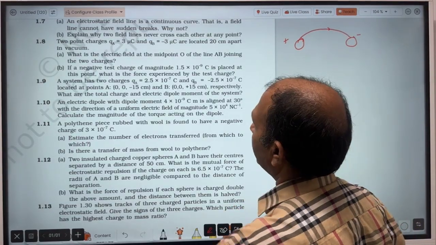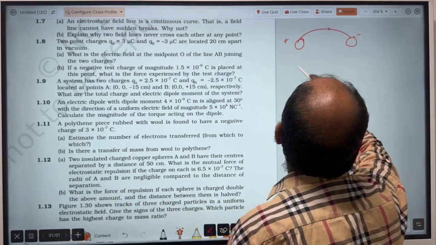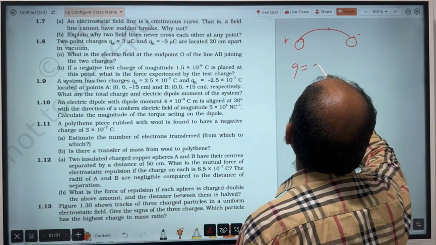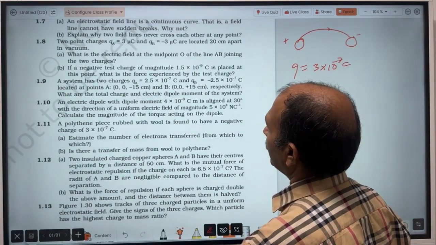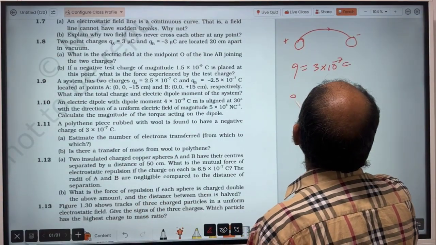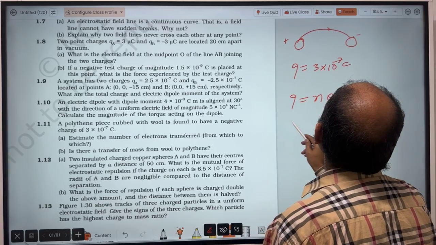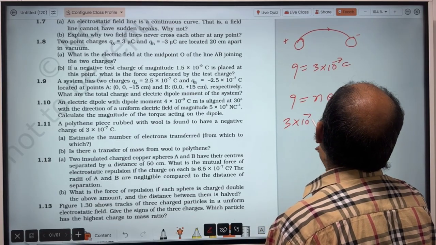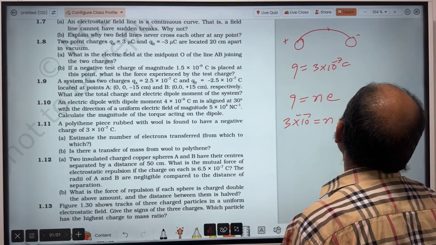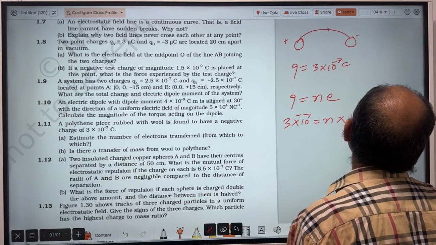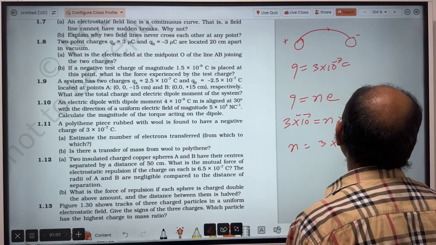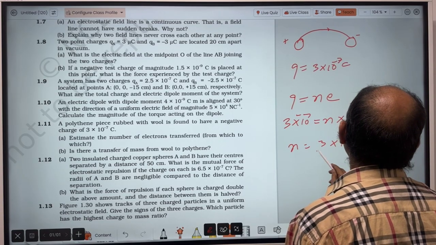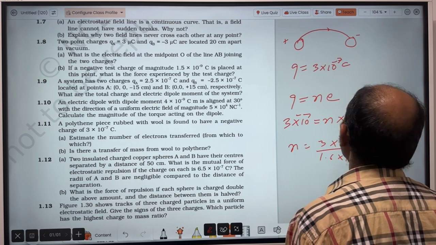So here the charge is given: Q equal to 3 into 10 to the power minus 7 Coulomb. You have to find the number of electrons transferred. So you can apply Q equal to NE: 3 into 10 to the power minus 7, with the negative sign, equal to N times the electronic charge 1.6 into 10 to the power minus 19. Then N equals 3 into 10 to the power minus 7 divided by 1.6 into 10 to the power minus 19. Then the calculation is your part.